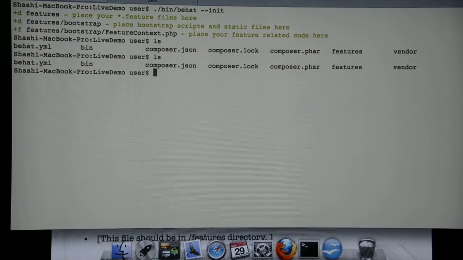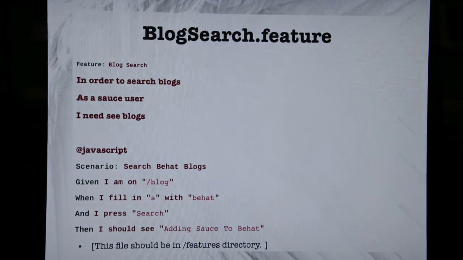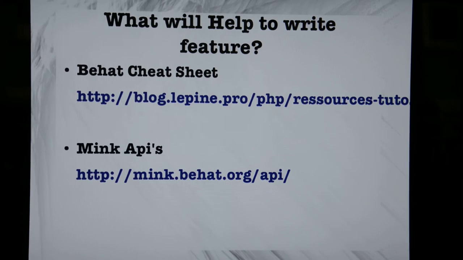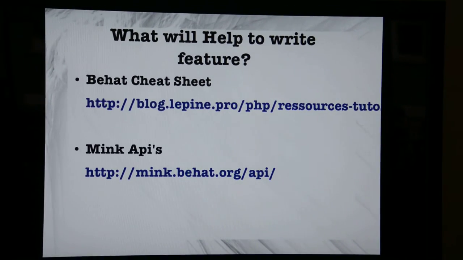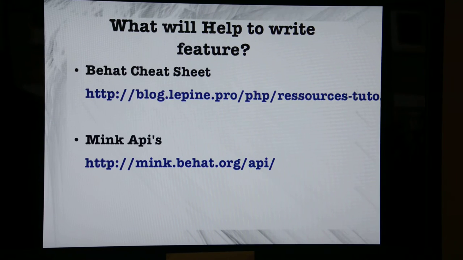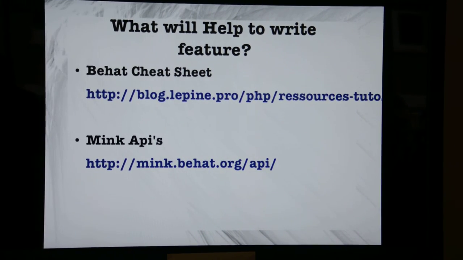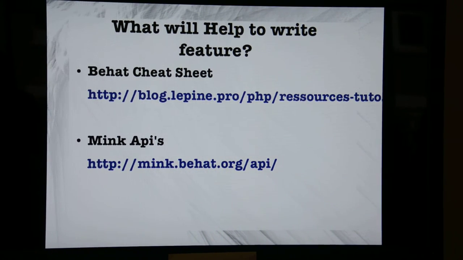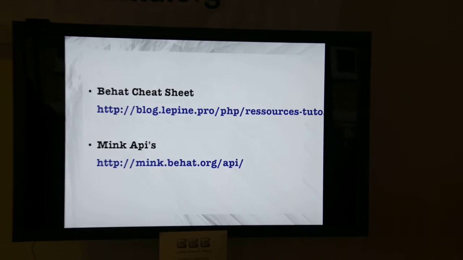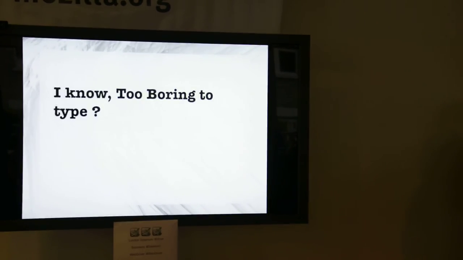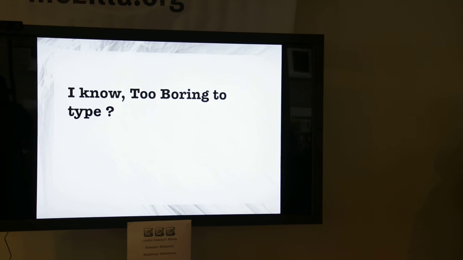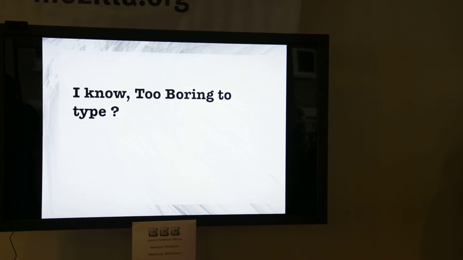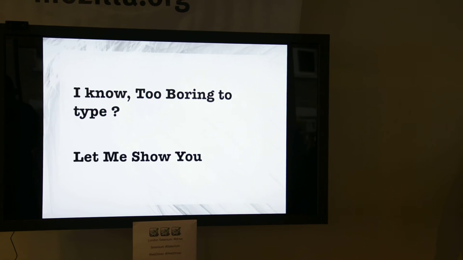Now in our project, we will write this feature. To write this kind of Gherkin steps, you can use the Behat cheat sheet, which is linked there, or the Mink APIs. It's basically a combination of achieving browser automation with already implemented steps, or just getting the locators and all this stuff. This feature part is quite boring to type, because every time you need to write the same kind of features and scenarios.